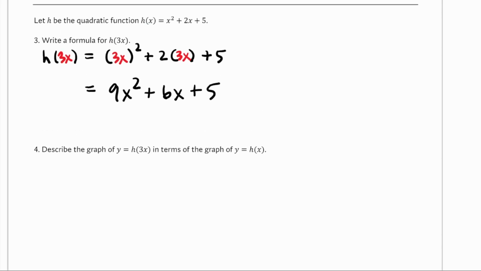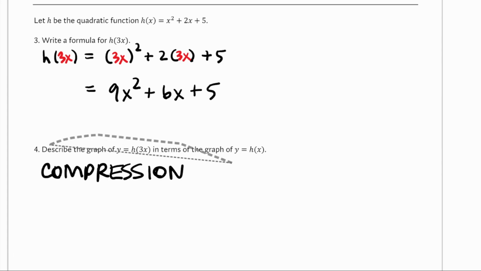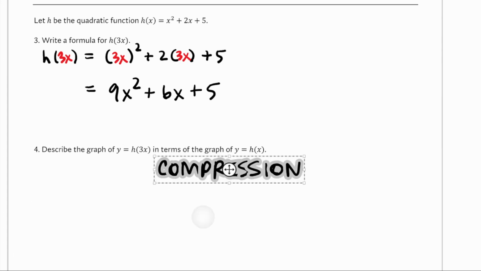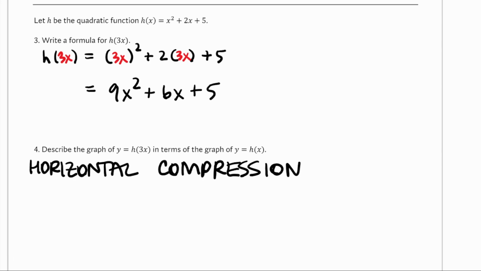Okay, and then describe the graph of h of 3x in terms of the graph of y equals h of x. Okay, on the inside, that's going to be a horizontal transform. Multiplication is a stretch or compression. Since it's multiplied on the inside by 3, it's going to be a compression by a factor of a third. Okay, I meant to say that's going to be a horizontal compression by a factor of 1/3.